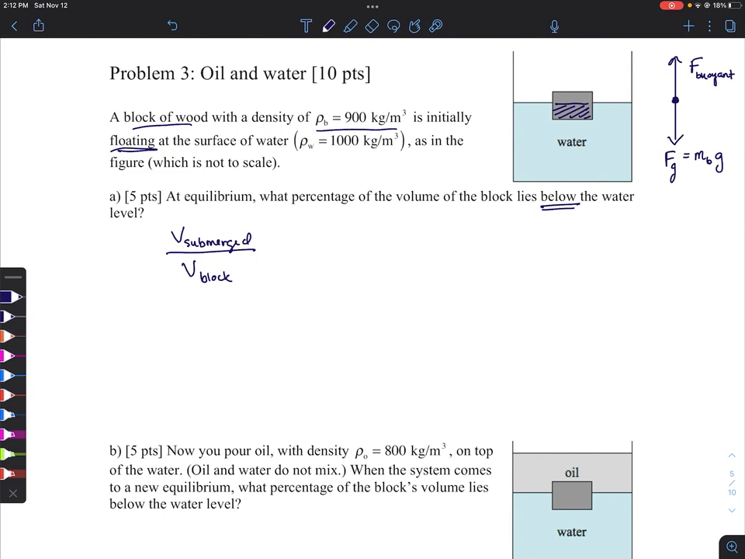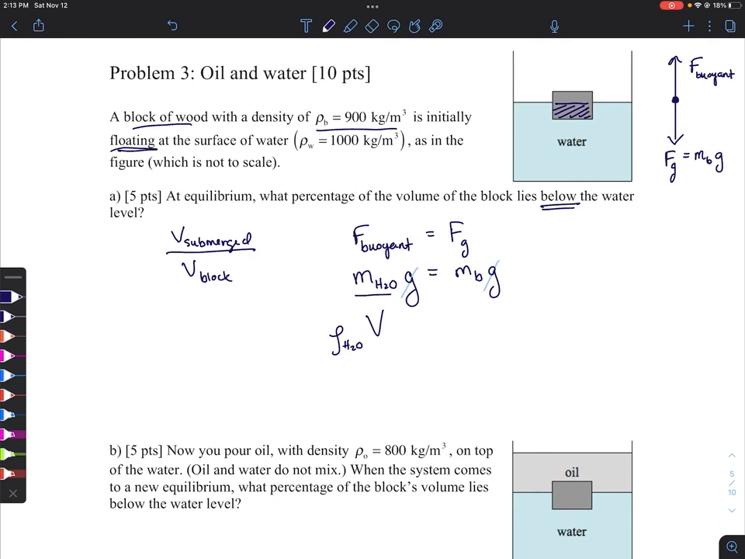So let's write this down. This block is at rest, so we know that these two forces are equal and opposite. So F buoyant equals Fg. The buoyant force is the mass of the water displaced times g, and Fg is m_block times g. So we can cancel the g's and then rewrite these masses in terms of their volumes and densities. The mass of the water is going to be the density of water times the volume.